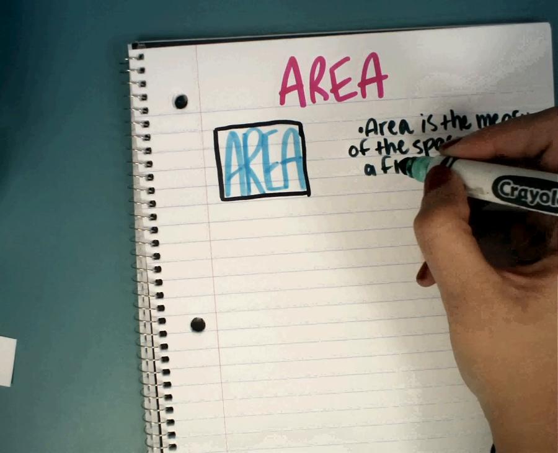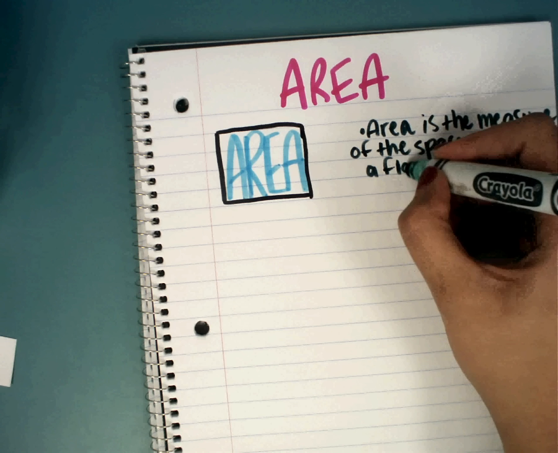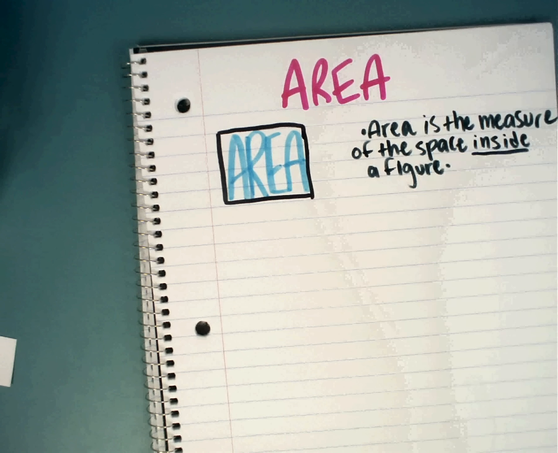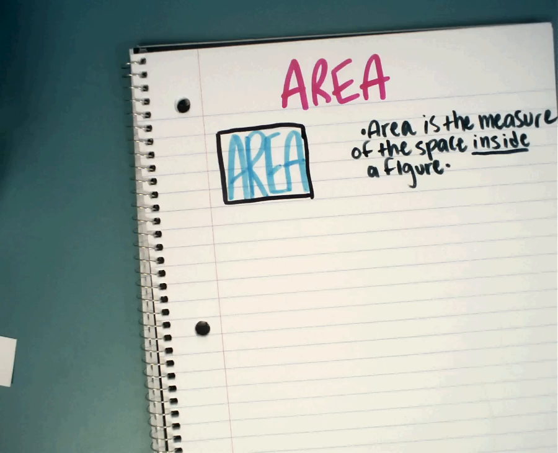Okay, so there's a couple things I need you to know about area, because area doesn't work for everything. For example, I can't find the area of a sphere. I can't find the area of a binder. Well, I can find the area of the outside of a binder, but not the entire thing. I can't find the area of my lotion bottle. I can't find the area of my cup, because area is only for flat, two-dimensional shapes only.